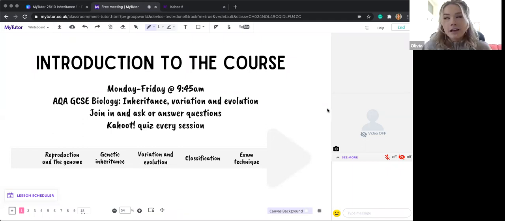Revision tips, I would say for GCSE biology flashcards. I use a lot of flashcards for GCSE biology and have common questions on them, but really make sure you're not neglecting things like math skills, practical skills, that sort of thing.